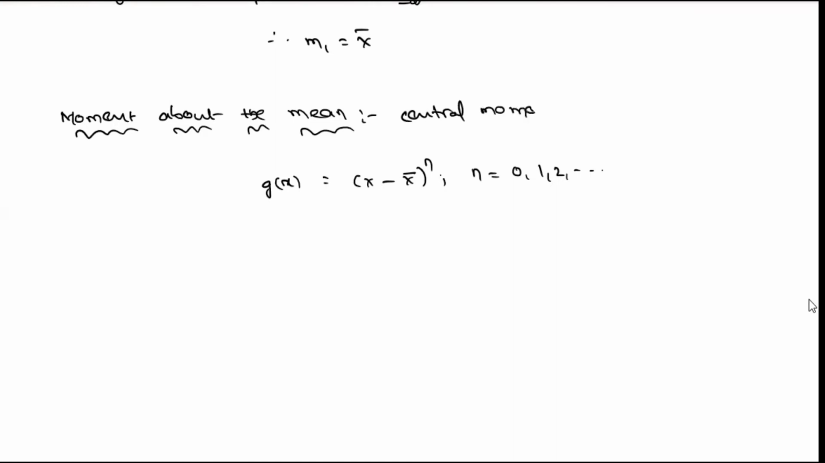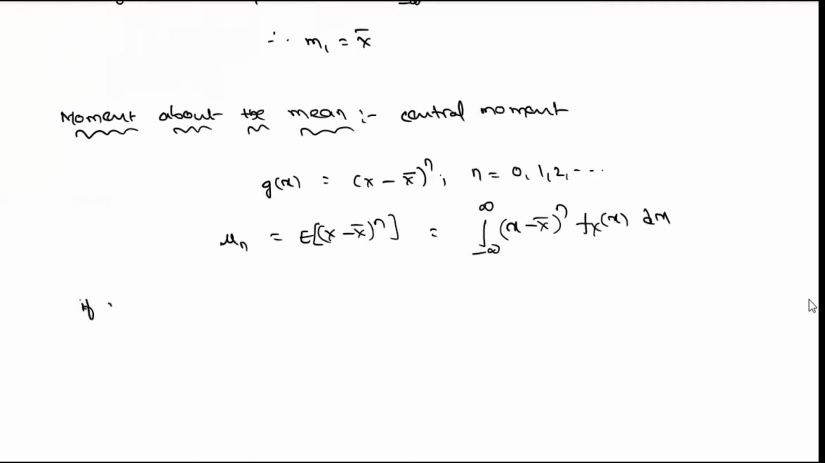Central moment, and it is represented by mu n. Mathematically, it is expressed as the expected value of x minus x bar whole to the power of n, and that is given by the integral from minus infinity to plus infinity of x minus x bar whole to the power of n f_X of x dx. Again we will try different values of n.